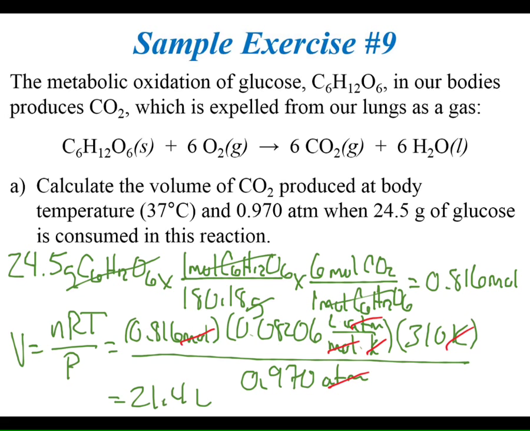21.4. Again, that to me at least is a surprisingly large number. 21.4 liters, that's 10 and a half 2-liter bottles. And all you burned was 24 grams of glucose, not much. You got 10 and a half 2-liters of carbon dioxide. That's a lot of 2 liters you breathe out. Just not a little bit.